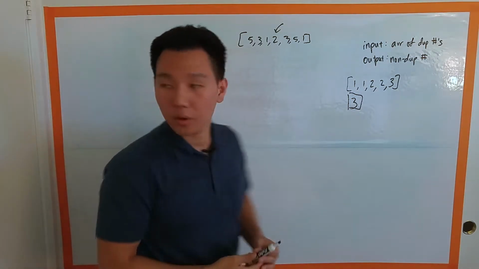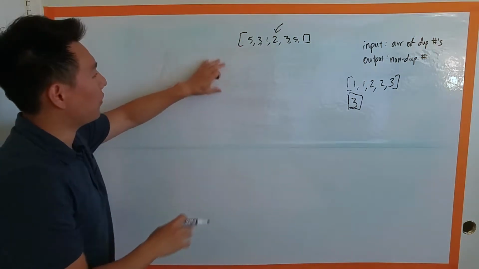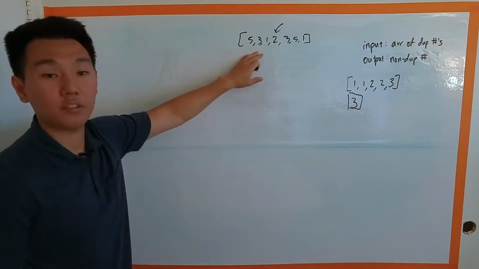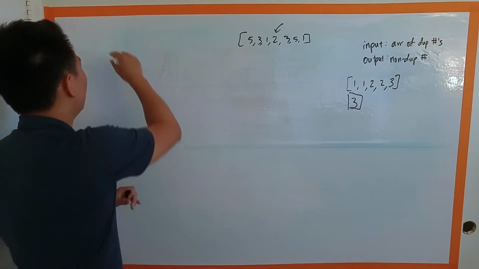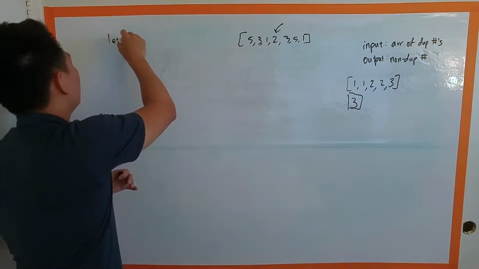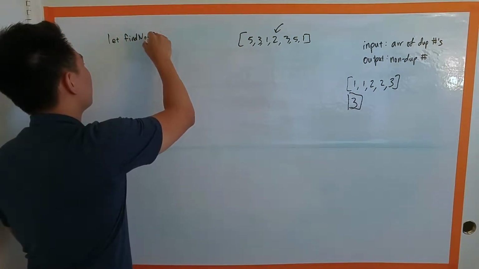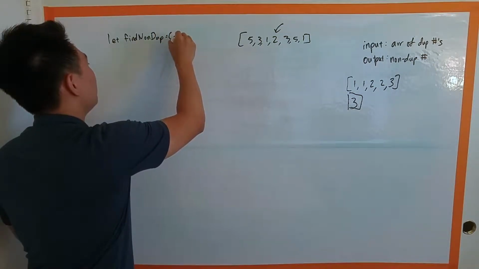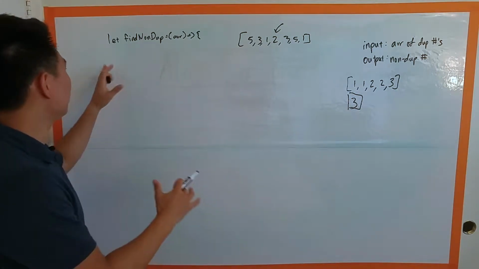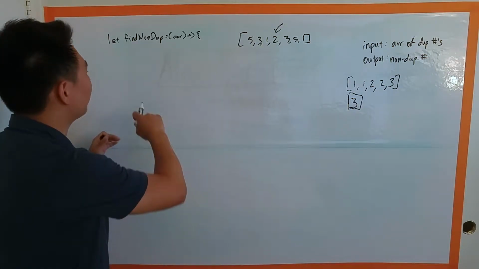And so pretty much, let's start writing some of the code for it. Once we have the code written out, we will run this through it to make sure that it works. We're going to be doing this in JavaScript. So we're going to let findNonDupe take in an array. Hopefully the angle's good. I haven't gone this far back, but I don't know.